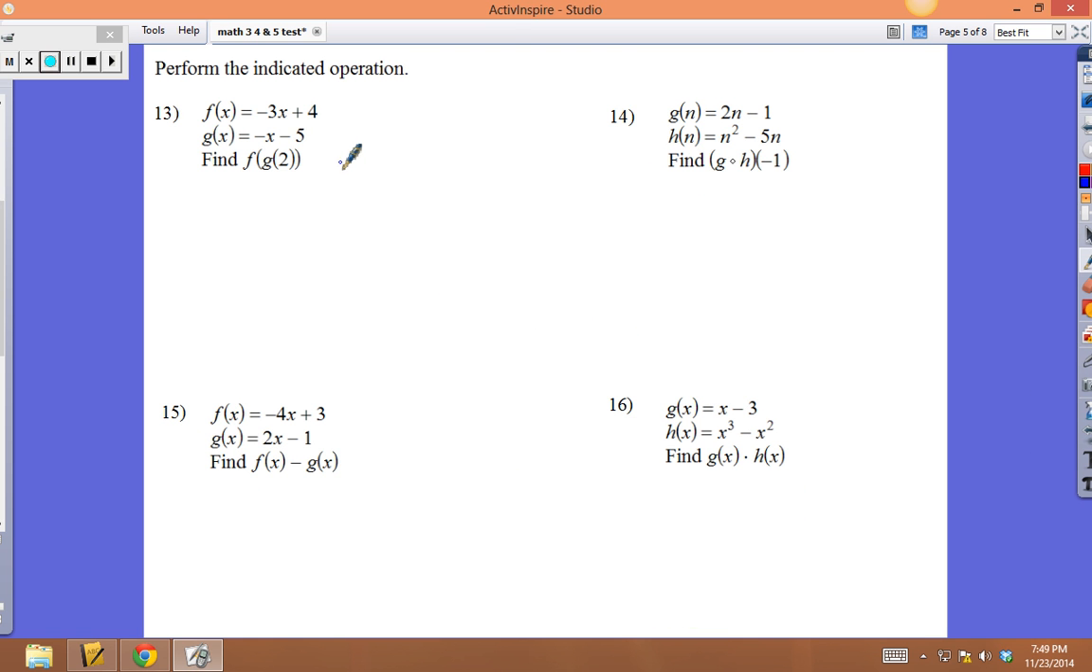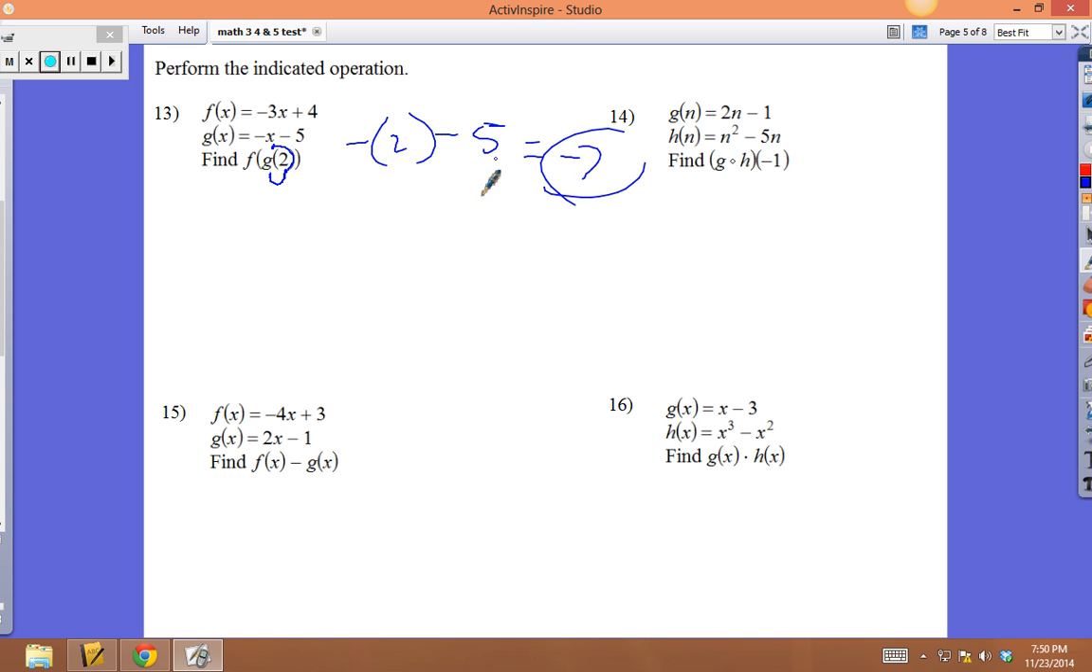13, they want you to do a composition. They want you to take 2 and first plug it into g. So you need to take this 2 and replace it with the x. So it's going to be negative 2 minus 5. Just swap the x out, nothing else. So that's going to be negative 7.